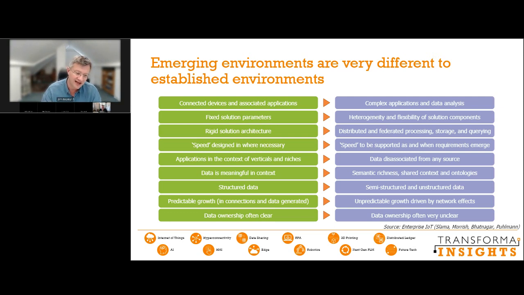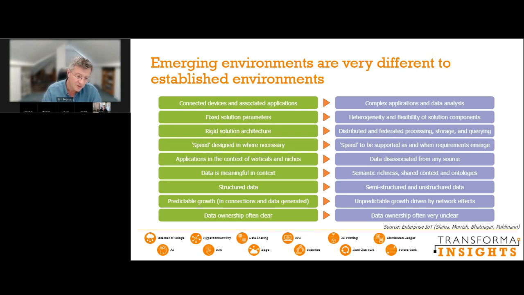We're now moving. So on the left-hand side is the way the world has been in the world of M2M as it moves to IoT, and on the right-hand side here we've got much more what the IoT world will look like, and that world's developing now. So starting at the top, historically we've had connected devices and associated applications, and that's moving to much more complex applications and data analyses. We've moved from a situation of rigid, fixed solution parameters, rigid solution architectures, and speed designed in where necessary to much more heterogeneous and flexible solution components and distributed and federated processing and speed being supported as and when the need emerges.